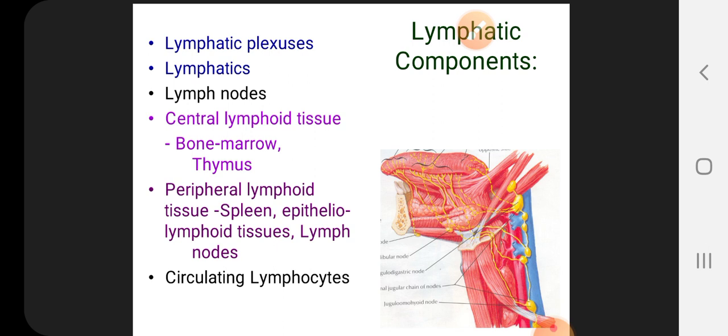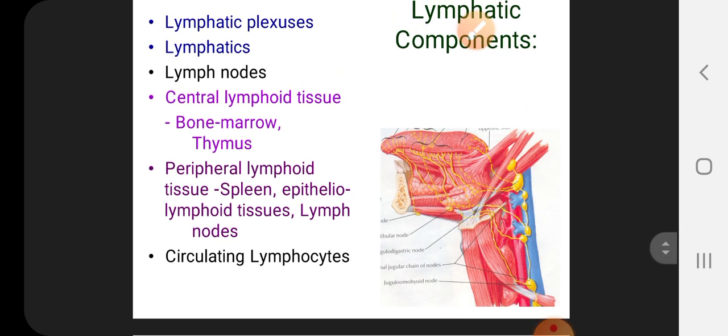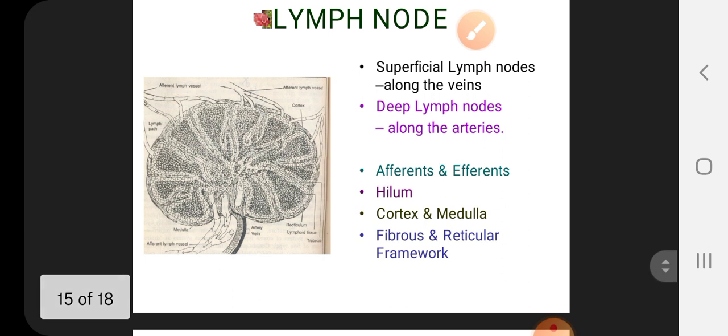We will see the various components of the lymphatic system: lymphatic plexus, lymphatics, lymph nodes. Again we have central lymphoid tissue, that is bone marrow and thymus, and peripheral lymphoid tissue. Examples: spleen, epithelial lymphoid tissue, lymph nodes, and then circulating lymphocytes.